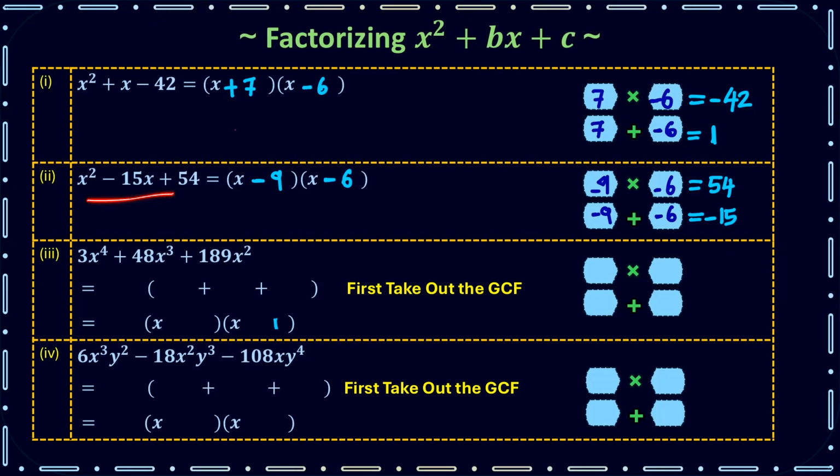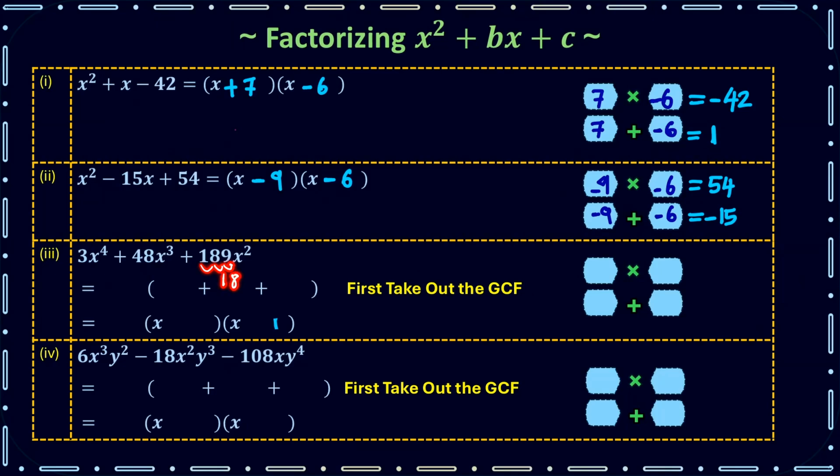The previous two examples did not have a GCF, but here we have coefficients 3, 48, 189. They all seem to be divisible by 3. Well, we know that 48 is divisible by 3 because 48 divided by 3 is 16. How do we know 189 is divisible by 3? There is a cool rule that says if you add up the digits of a number, in this case we have 1 plus 8 plus 9, 1 plus 8 is 9, plus 9 gives you 18.